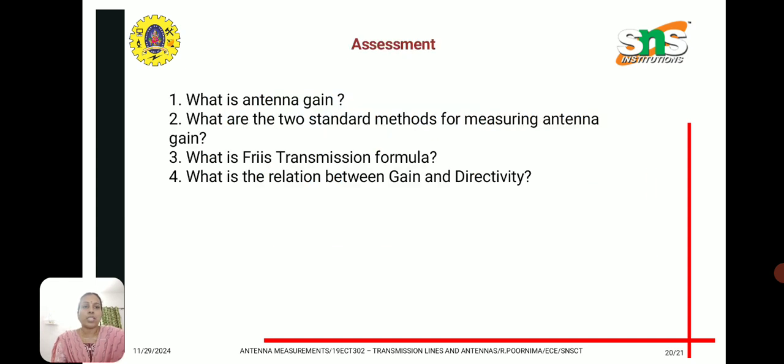So let's take the assessment. What is antenna gain? What are the two standard methods for measuring antenna gain? What is the Friis transmission formula, and what is the relation between gain and directivity?